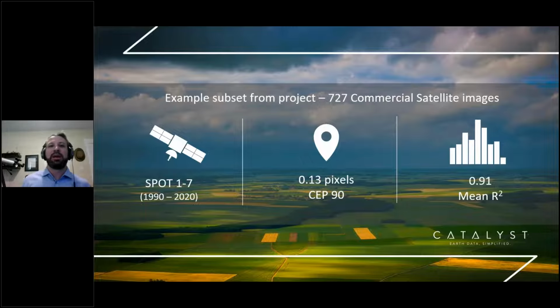or basically today. So the results of this subset project, between all of the old SPOT 1, SPOT 2, all the way up to the SPOT 6s and SPOT 7s, was an overall circular error 90 of 0.13 pixels, and that's for the positional accuracy. And then for the radiometric normalization and accuracy, we had a 0.91 mean R squared result, which showcases a very high absolute accuracy when we compared it with the MODIS imagery of the same period.